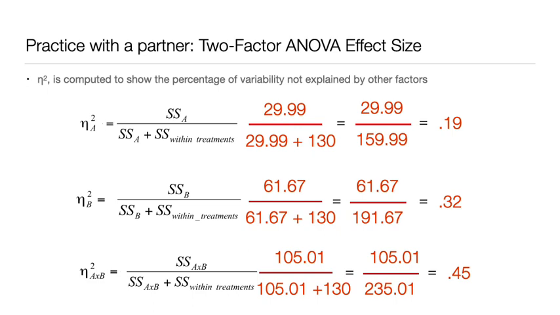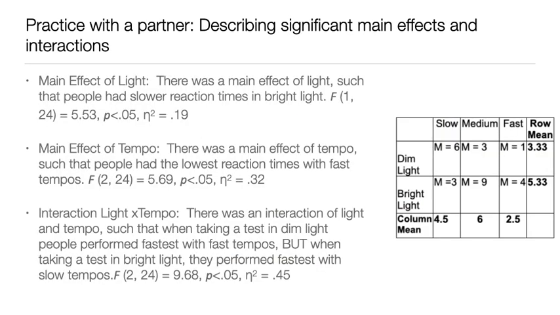When you're asked to describe any significant main effects and interactions, here all of them were significant, and so we would describe all 3 of those. For the main effect of light, there was a main effect of light such that people had slower reaction times in bright light. If you look at our row mean for light, you can see that it took them longer in bright light than it did in dim light.